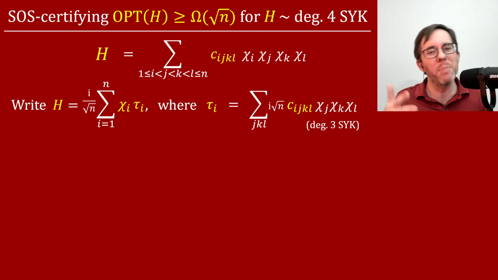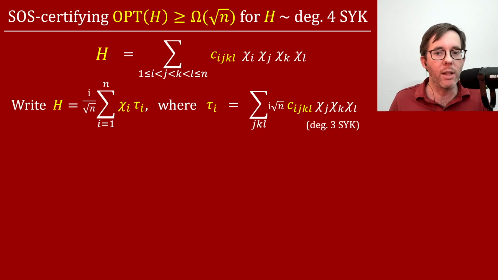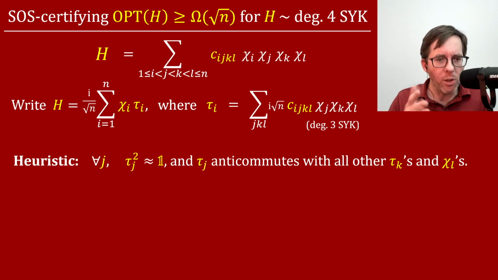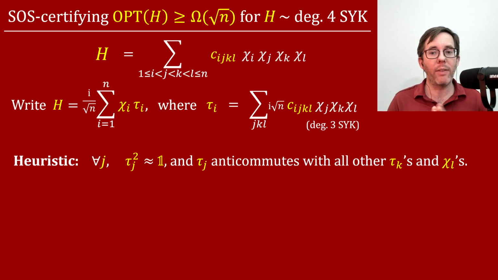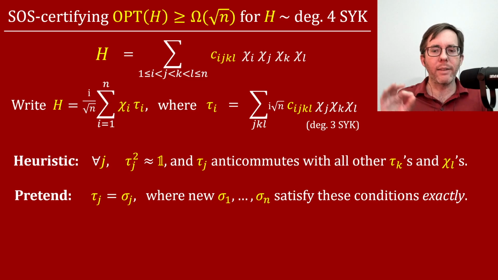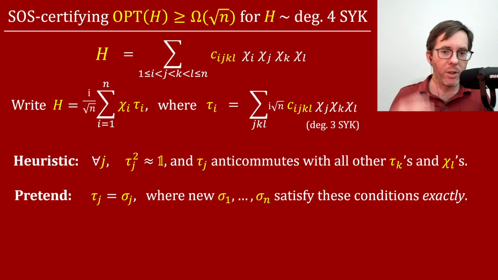So each tau i is basically distributed like a random degree 3 SYK instance. Now, it turns out that heuristically, these tau i's behave quite similarly to the chi i's. They typically almost square to the identity, and they almost anti-commute with each other and with the chi's. In fact, suppose we just pretend that the tau i's are equal to some newly introduced sigma i's that exactly square to the identity and anti-commute with themselves exactly and with the chi i's, like on the previous screen.